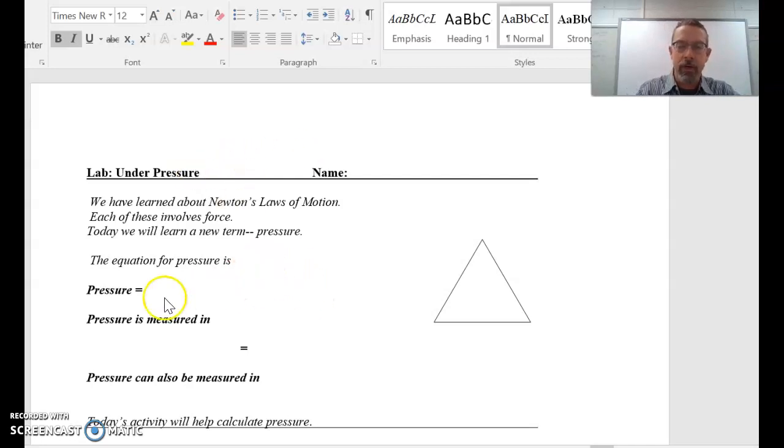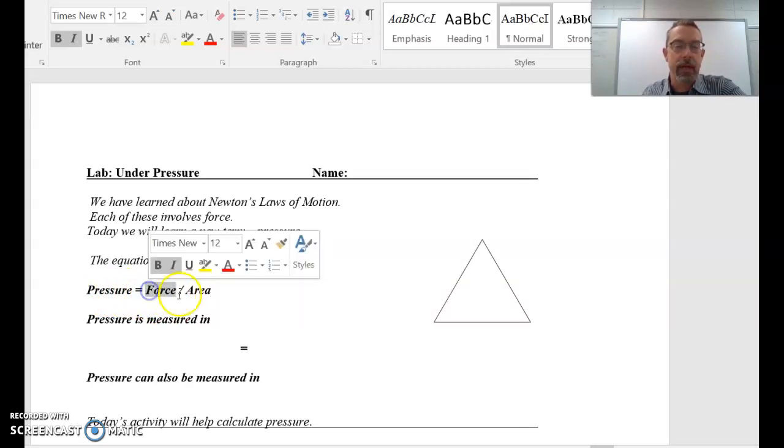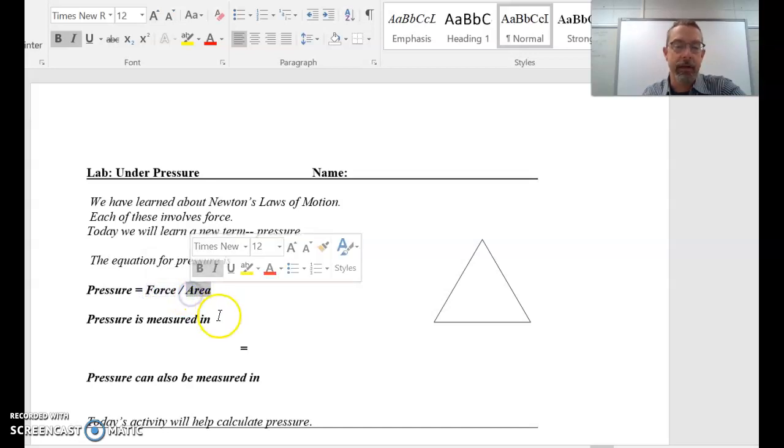There's a way of thinking about pressure that is illustrated in this lab here. The thing we've got to know is our equation for pressure: pressure is force divided by area. You should have this sheet in front of you. We just finished the chapter on force, and now we're going to see what happens if this force is exerted over an area.